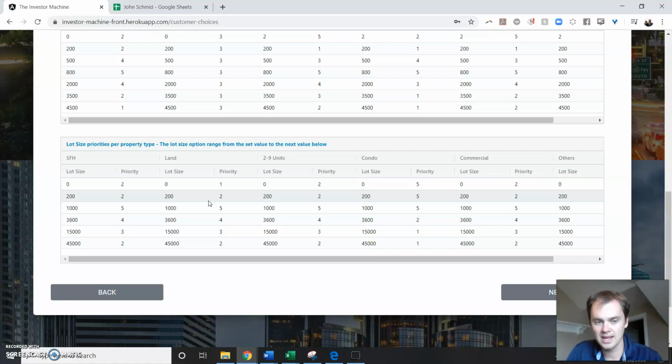And same thing with land. If you're interested in land, maybe you're interested in huge developments. Maybe you're only interested in small. The rules may differ. So just looking for your preference there. And that's essentially what I've got for this page.